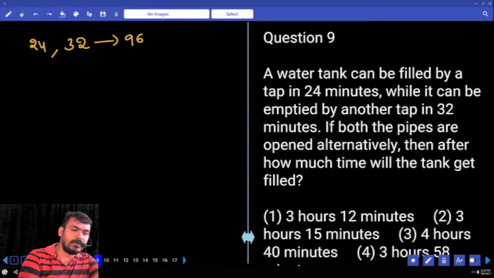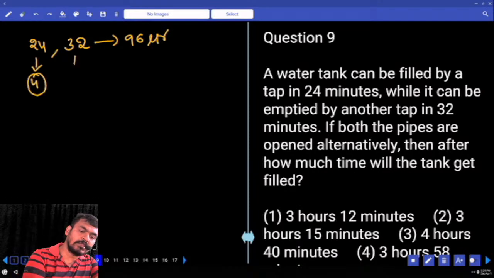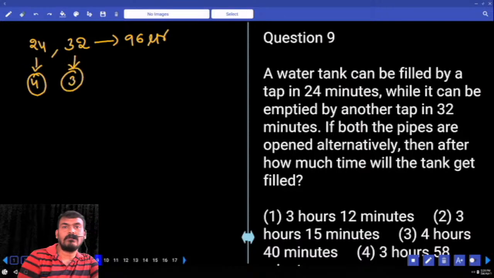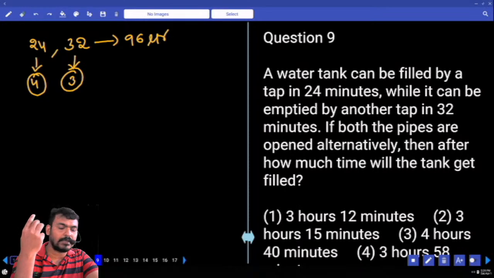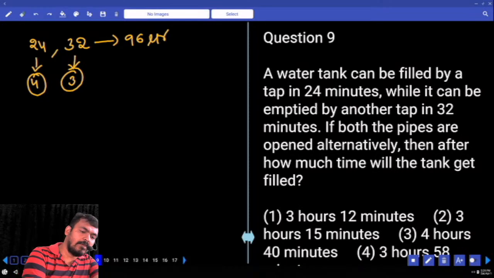96. Means tank capacity will be 96 liters. 24, how many times? 4 times. 32, 3 times. First one is inlet and second one is outlet. Working alternately, in the first 1 minute how many liters are filled? 4 liters. Second 1 minute, how many liters are emptied? 3 liters. Means every 2 minutes how many liters are filled? 1 liter. One will be plus 4, another one minus 3.